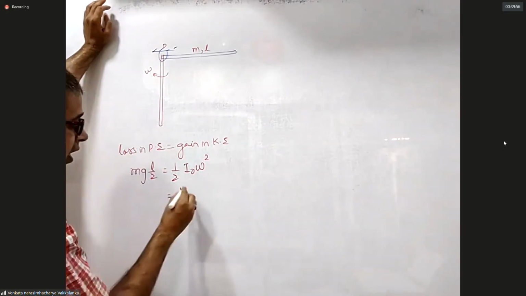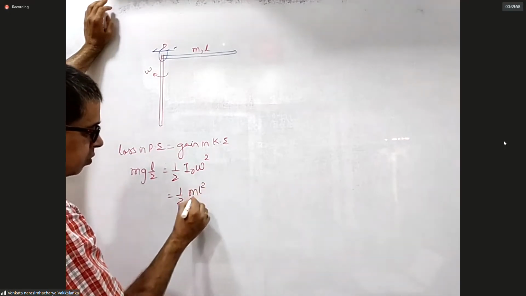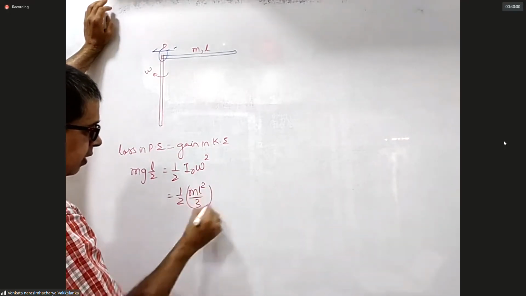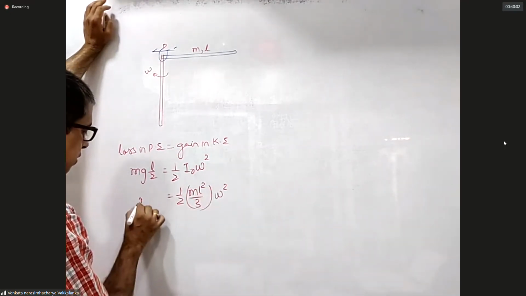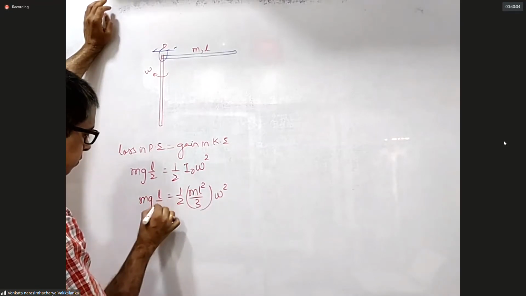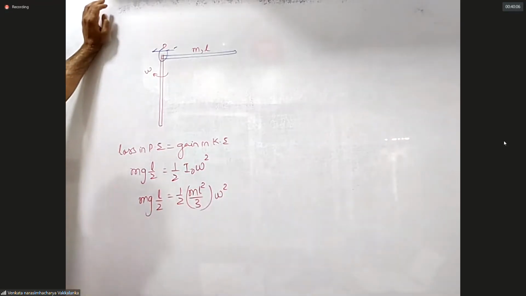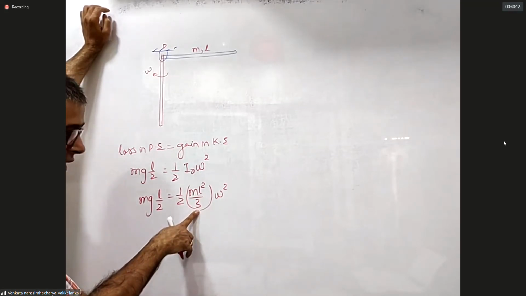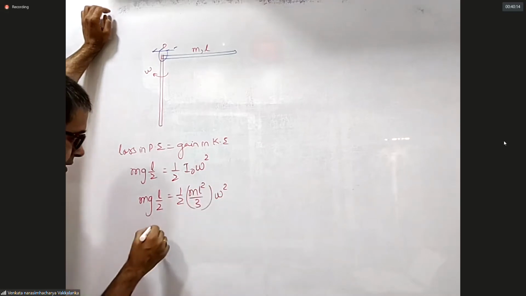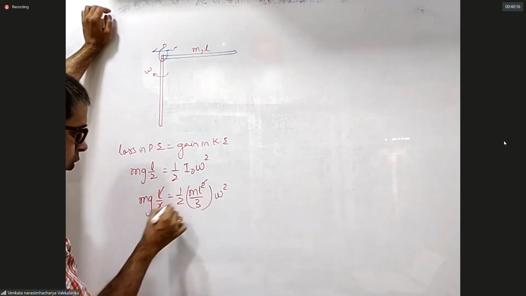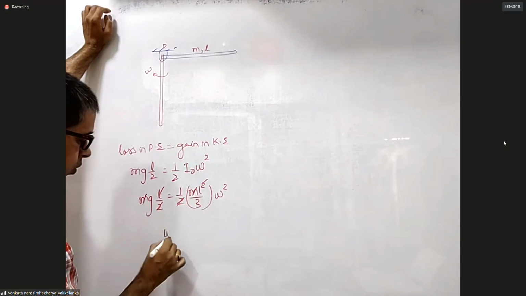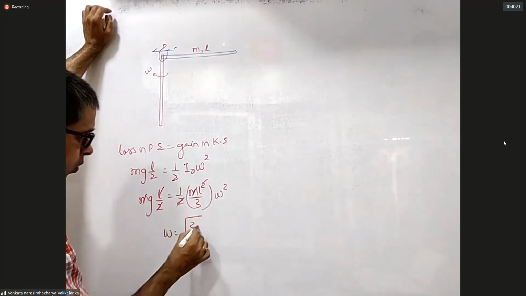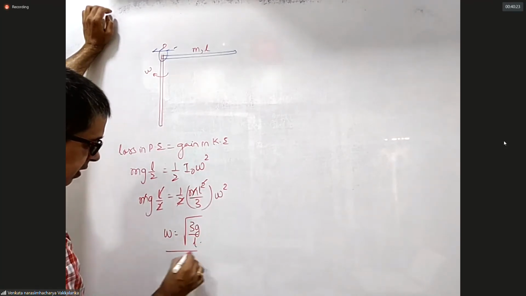Half I about O, which is mL square by 3, into omega square. What is I about O? mL square by 3. Right? L will go, 2 will go, m will go, omega is under root 3g by L.